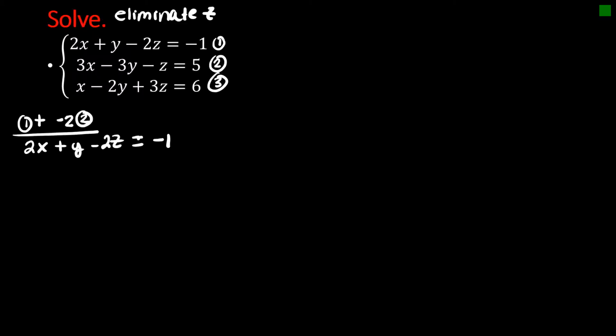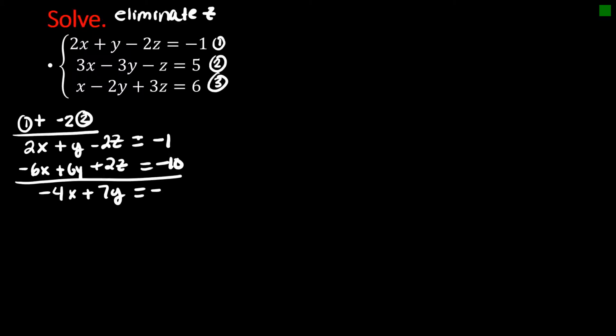Equation 2 will become negative 6x plus 6y plus 2z equals negative 10. And when I add, I'm going to have negative 4x plus 7y is negative 11. And I'm going to call that equation 4.